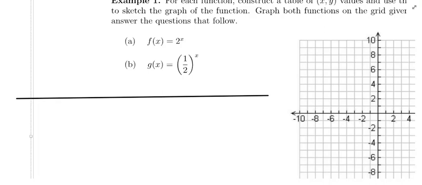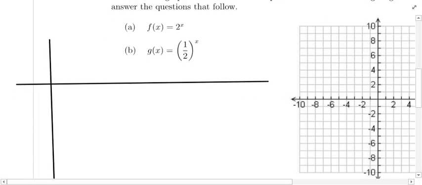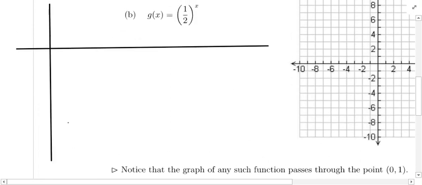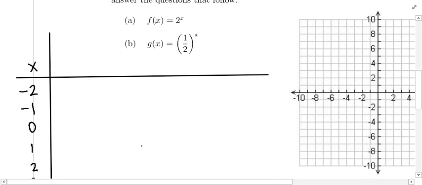Here we go, I'm making my table. In this leftmost column, I am going to put x values. Like I said, I want to pick a variety of things. So I'm going to pick 0, and then I'm going to pick some positive things, and I'll pick a couple of negative things. So that should do. These are my x values. I'm going to take each x value and plug it into the first equation I have here. So f of x, which is y, is equal to 2 to the x power.